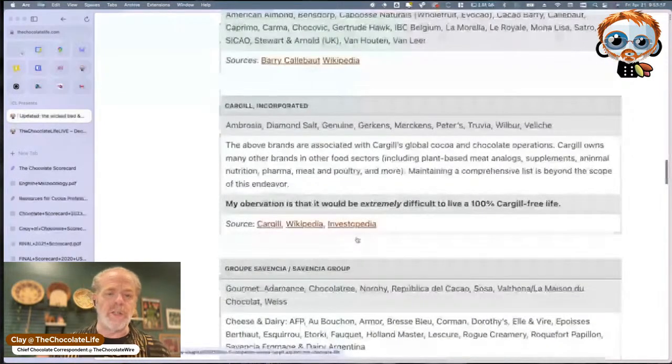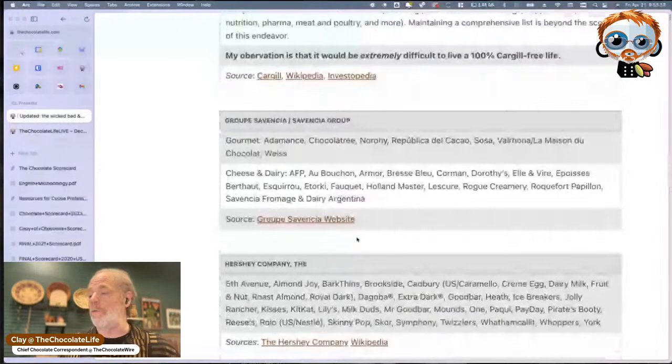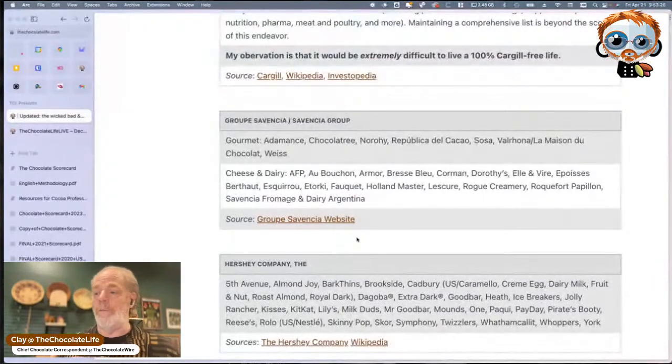Valrhona is owned by Group Savencia. Group Savencia continued to do business in Russia right after the start of the Ukraine war. I believe they're still doing business in Russia. You may want to say, I don't want to support any Group Savencia companies because of their support. And so I've got a list of these things.